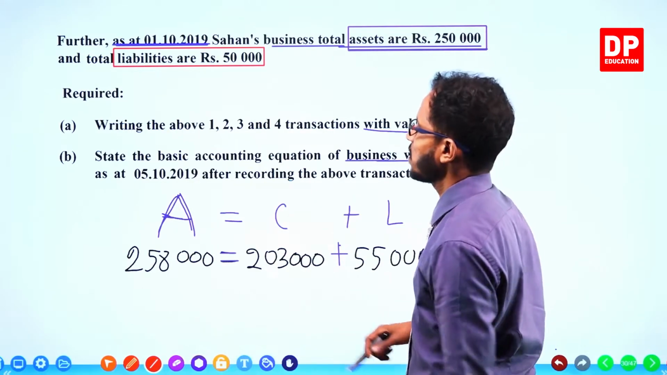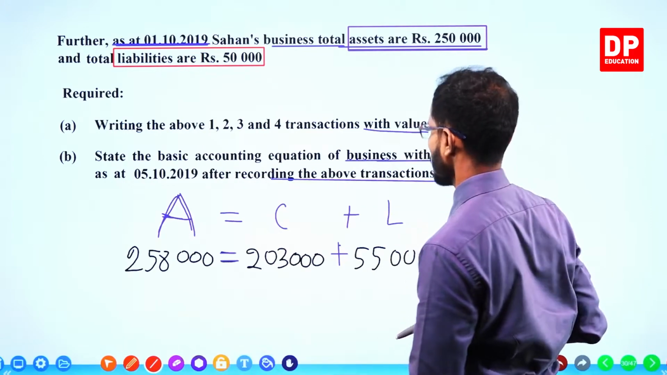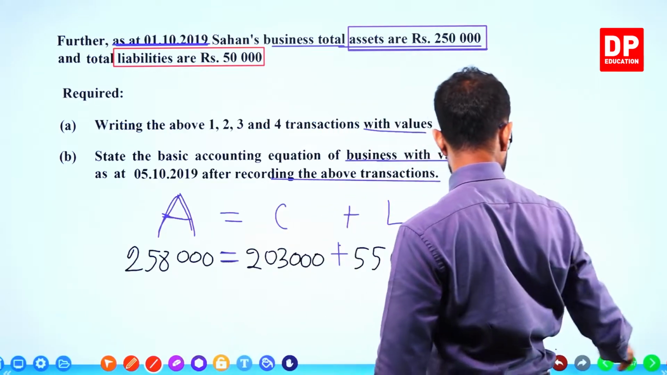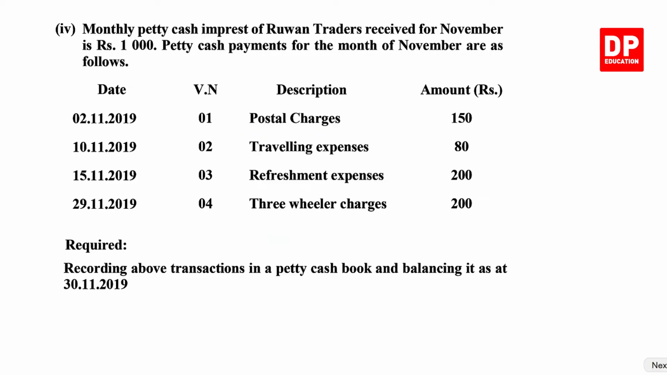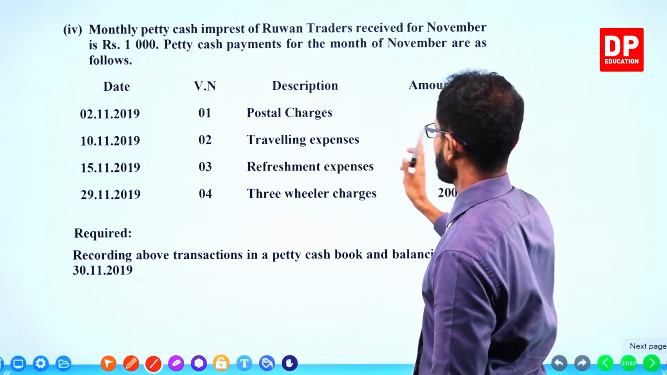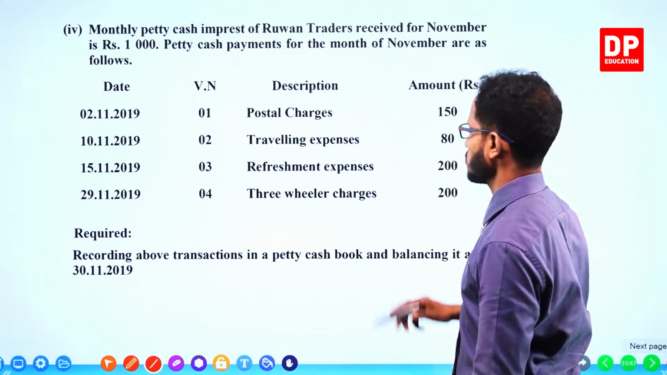Okay, that's it. State the basic accounting equation of a business with values after recording the above transactions. Okay, this is it. Done. Are we finished? Oh no, we have another part. That is the monthly petty cash imprest of Ruan Traders received for November, 1,000. Petty cash payment for the business for the month of November given: postal charges, traveling expenses, refreshment, three-wheeler charges.